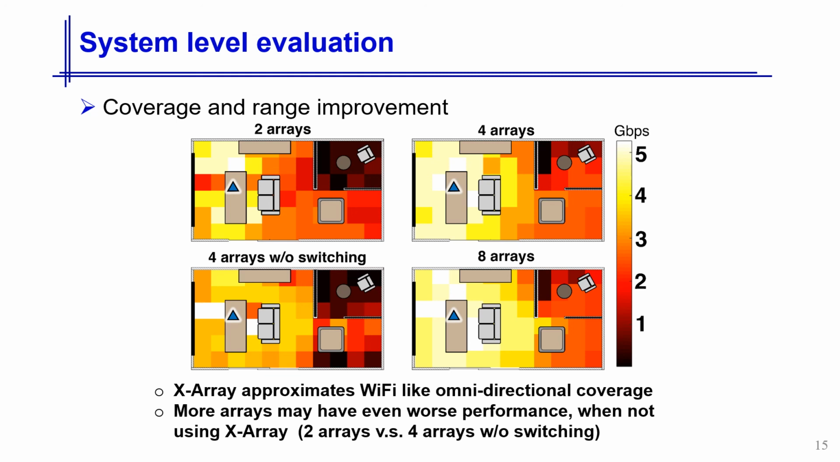We see although 8 arrays achieve similar coverage as 4 arrays, the area with high bitrate links is much larger, thanks to arrays with partially overlapping fields of view providing co-phasing gains. Overall, with 8 arrays, X-ray eliminates all blind spots in the room, even for the locations with thick walls.